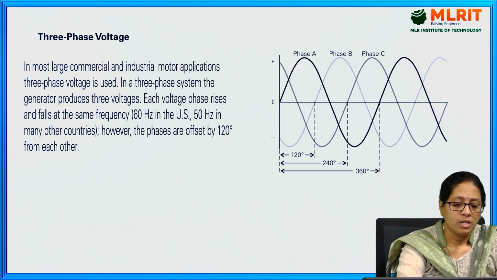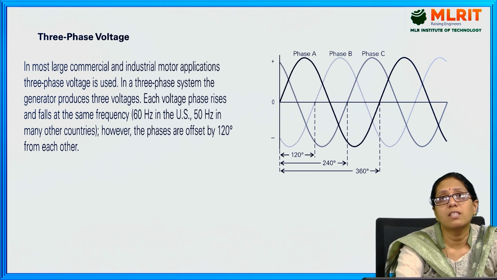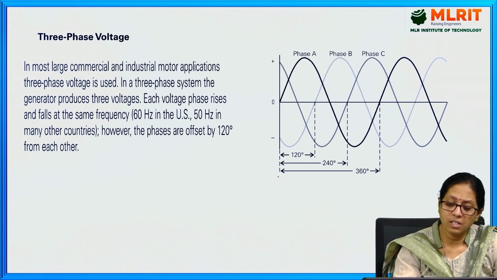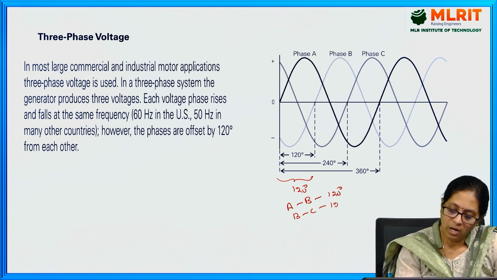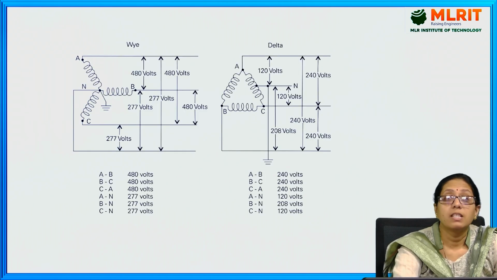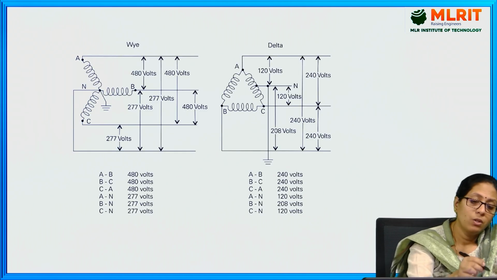This is the simple three-phase supply from the AC generator, where you will have 3 phases, phase A, B as well as C, with a phase difference of 120 degrees. That means between phase A and B the difference is 120, B and C also 120. Here you can see the difference is 120. C and A is also again 120.